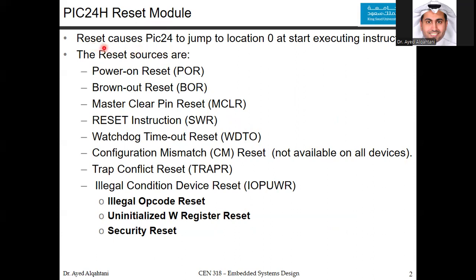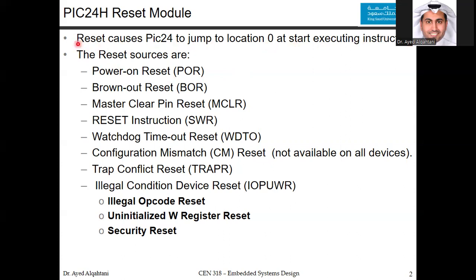To reset the PIC24, there are many ways to do it. The effect of resetting the PIC24 is that the pointer to start the code will jump to location 0 to start the first instruction. Remember, if you go to the program memory, you will see at location 0 a goto instruction that will move you to the beginning of your code. When you click reset, this is exactly what will happen.